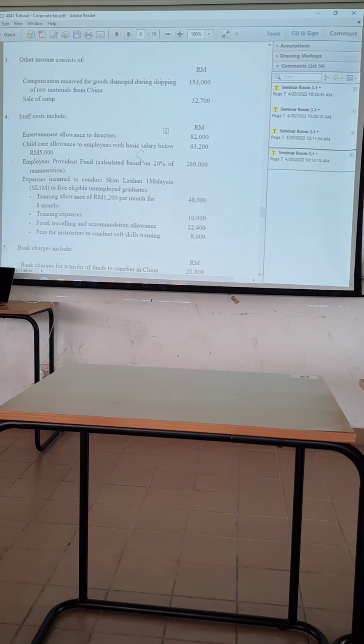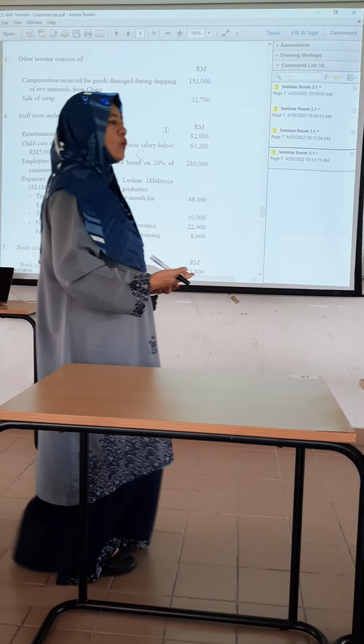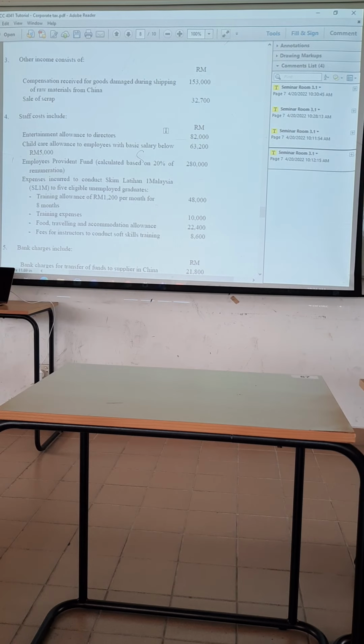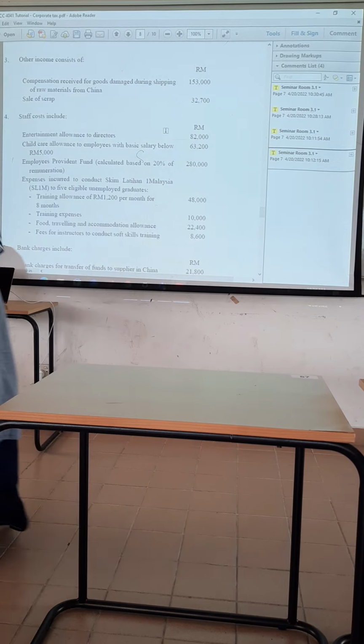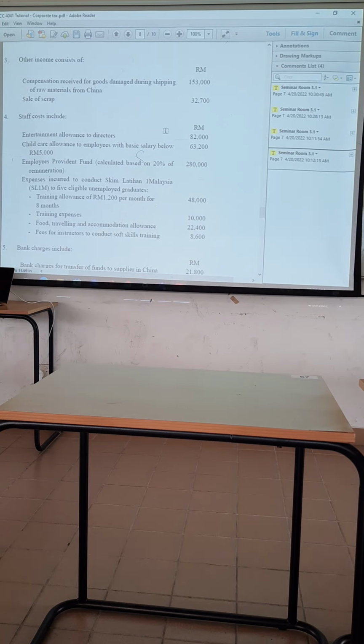Add back. And then you have childcare allowance to employees with basic salary below 5,000. So what do you mean by childcare allowance? Allowance given to employees. It means that the company pays allowance to their employees for childcare. Now you have to check under childcare, what is given, is it allowable or can you claim double deduction too? How does it work? I don't remember how that works. What's the treatment of childcare allowance here?